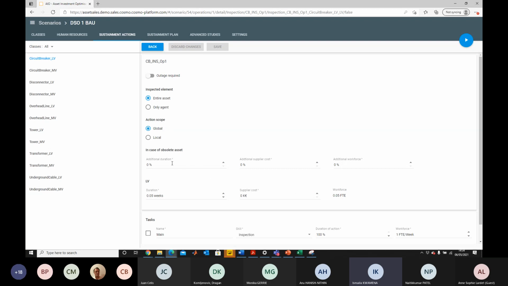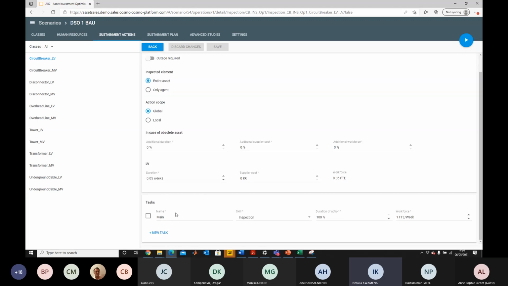We also get to define how long this maintenance activity will take, the supplier cost involved, and the duration is over here. We get to define the duration here, and also the supplier cost, and we also get to define which teams will be performing these tasks.